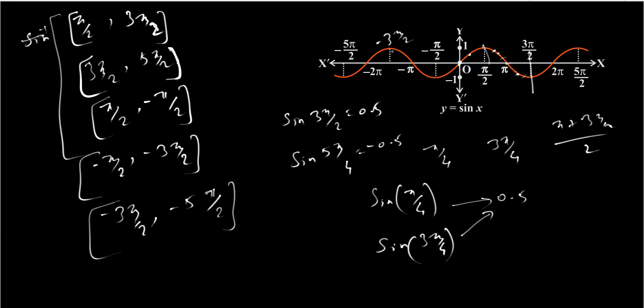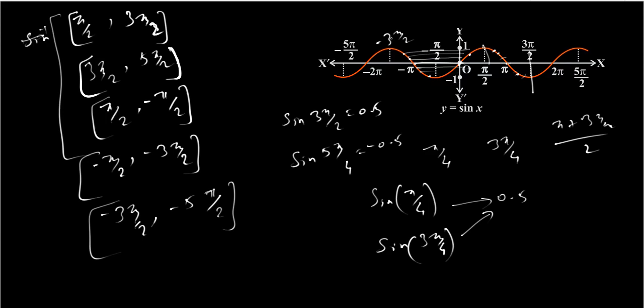Minus pi by 2 to minus 3 pi by 2: here also we get a unique value for each and every point. At this point a different value, at this point a different value, at this point it is 0, and then from here onwards it is getting positive values. So at each and every point we get unique, different values.